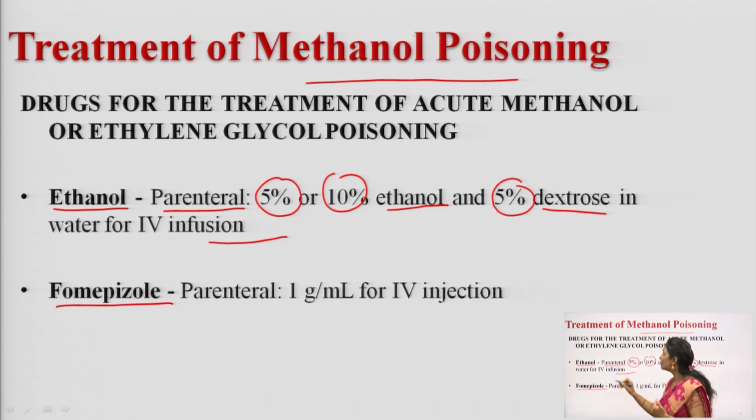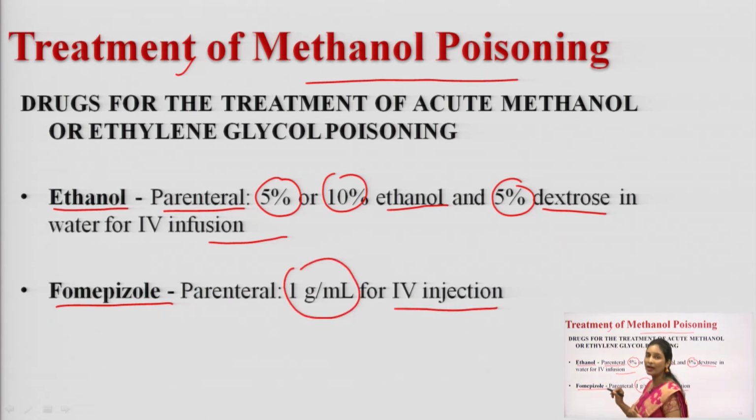Fomepizole is also a drug which is used in the treatment of methanol poisoning. How can you use it? You can give 1 gram per ml as an intravenous injection by the parenteral route. So both you can give by the parenteral route: the ethanol and this fomepizole. The doses will be different, but both are given by intravenous injection only.